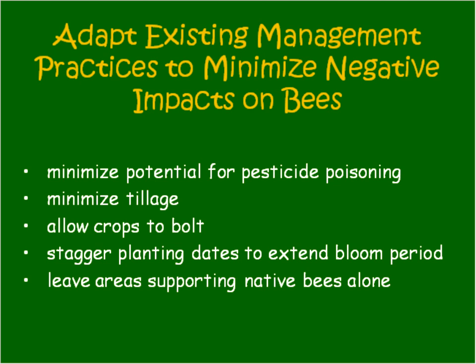That could be minimizing the potential for pesticide poisoning, whether that's reduced pesticide use, using the softest pesticide available, altering your spray schedule, or spraying in the evening when bees are not actively foraging. In a garden or farm, minimizing tillage can certainly help in not disrupting ground nesting bees. We'll talk a little bit more about that later.